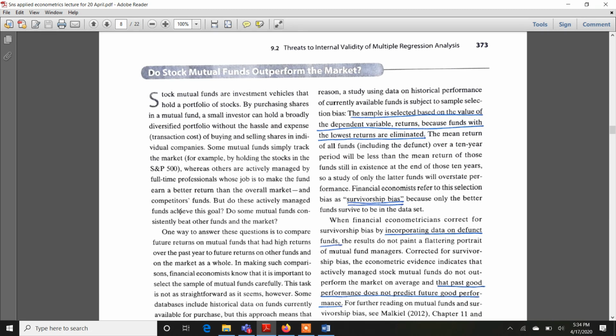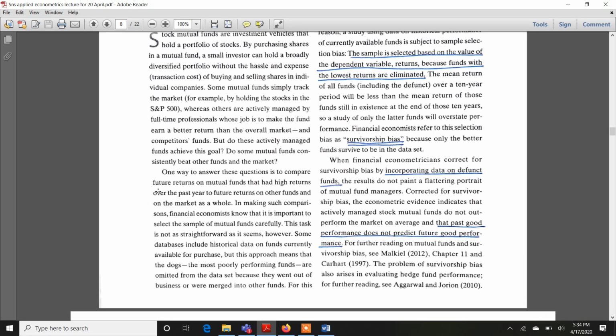Let's say we want to test this empirically. One way to answer this question is to compare the future returns on mutual funds that had high returns in the past, right? That is, if they were earning higher in the past, is there a guarantee or a high probability that they will earn better in the future as well? That is the type of prediction we want to make. In making such a comparison, financial economists know that it is important to select the sample of mutual funds carefully. Why? This task is not as straightforward as it seems. Some databases include historical data on funds currently available for purchase.